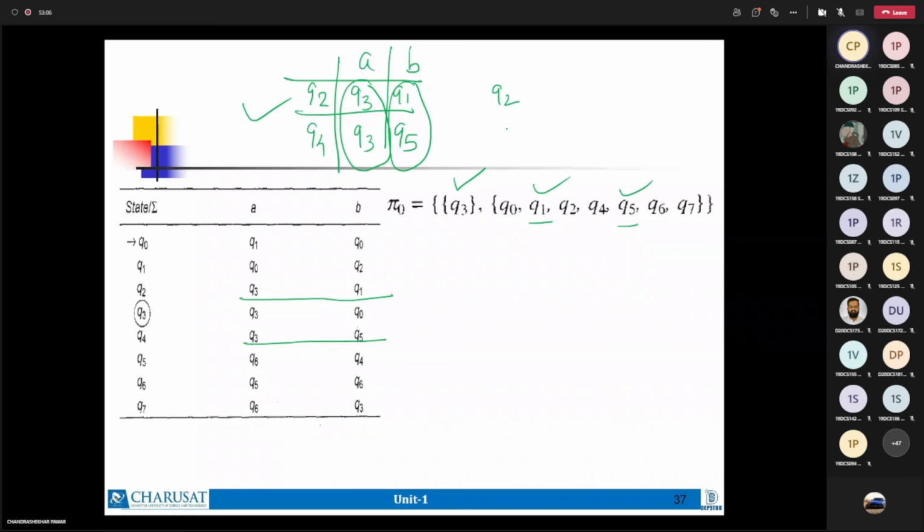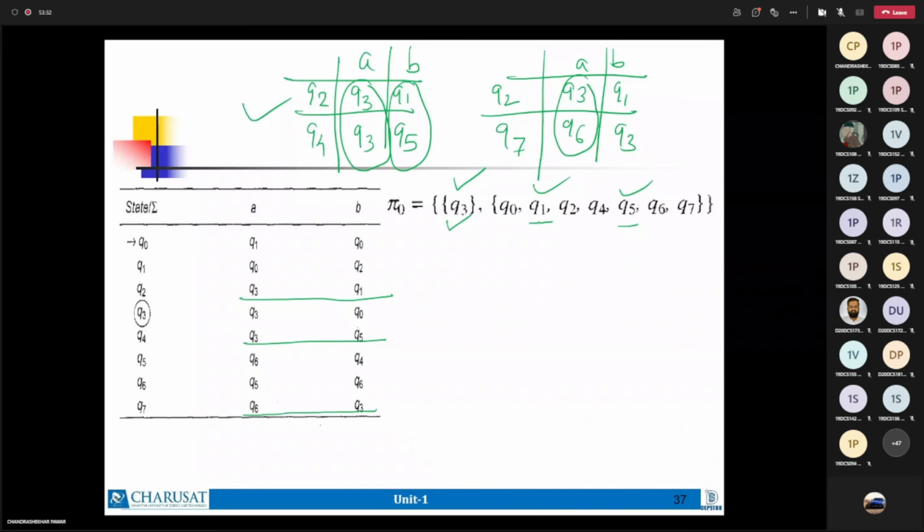Now we have to check whether Q2 and Q7 are equivalent or not. So Q3, Q1. What is the transition of Q7? Q6 and Q3. So Q3 is here and Q6 is here, so they are not equivalent. So Q2 is not equivalent with Q7. So within the pi 1, I'm going to obtain Q3, then Q0 is equivalent with Q1.